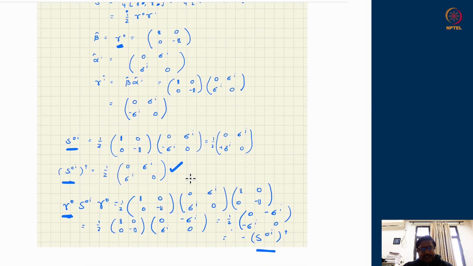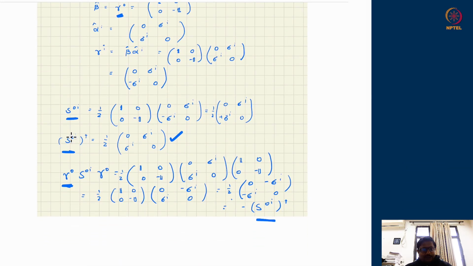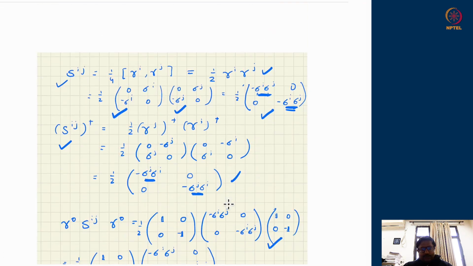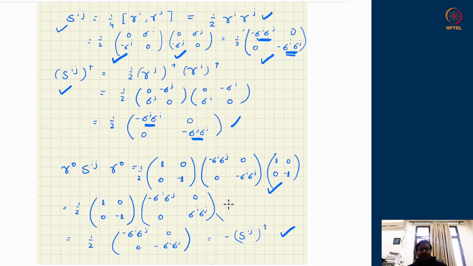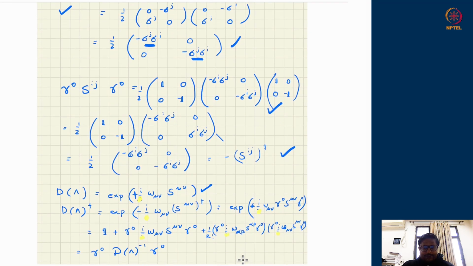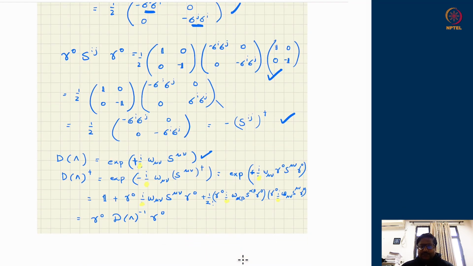And therefore you will see everywhere, when we were taking a dagger, the iota which was present will become a minus iota. So ultimately this will become a minus iota, so it will become a plus over here. Okay, so there are two relations which you can obtain either with iota or without iota, depending upon which way you are writing the transformation matrix.